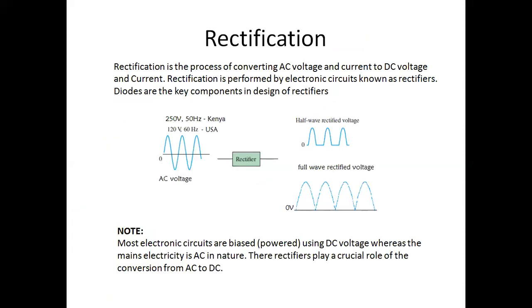Okay, now we look at one application of diodes, which is rectification. What is rectification? Rectification is the process of converting AC voltage and current to DC voltage and current. And that process is implemented by electronic circuits known as rectifiers. And at the heart of rectifiers are diodes. Diodes are the key components in rectifier circuits. They are the ones which actually perform rectification.